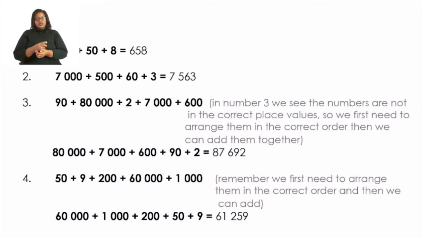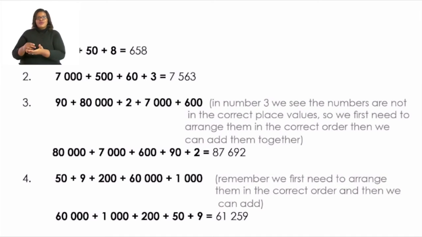Let's go over to number 3. Now we see number 3 is written a little bit differently. Here it's 90 plus 80,000 plus 2 plus 7,000 plus 600. Now here we see when they wrote the expanded notation, they mixed it all up. They didn't write it according to the real values. They mixed up the values.